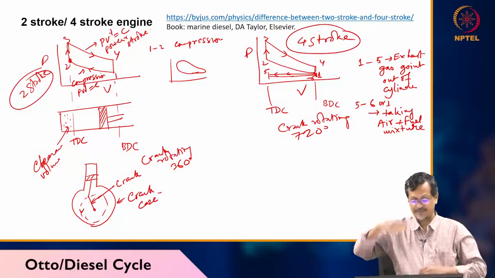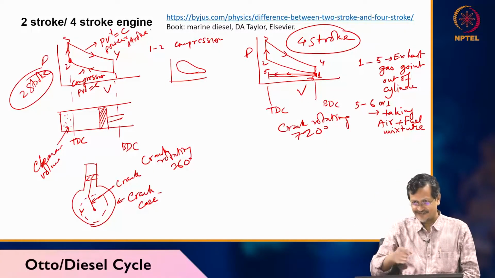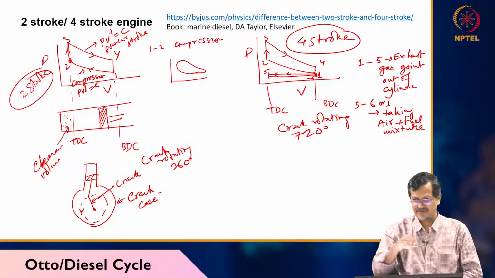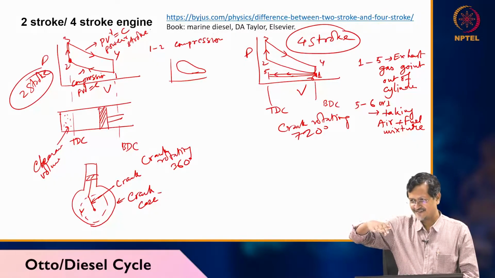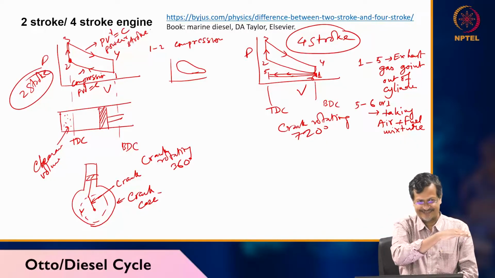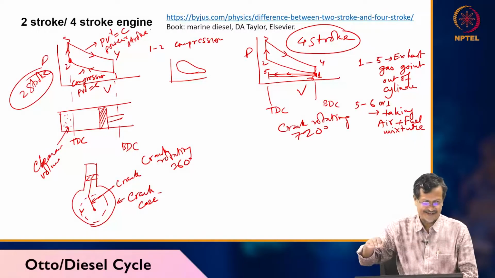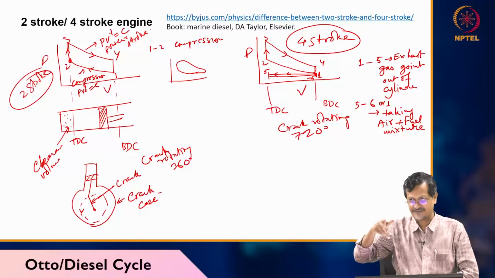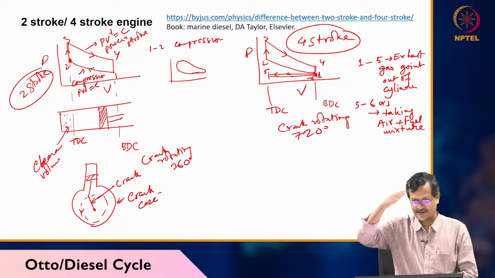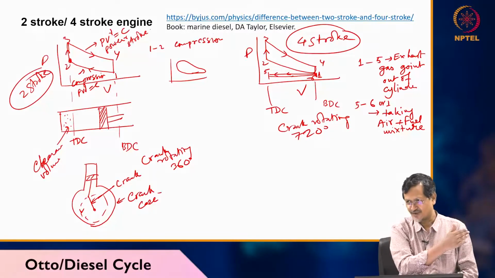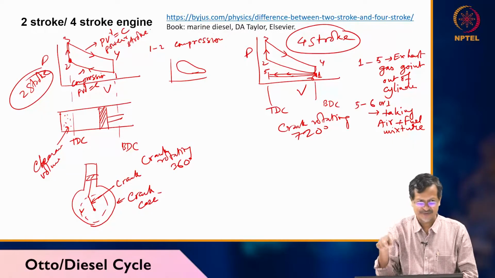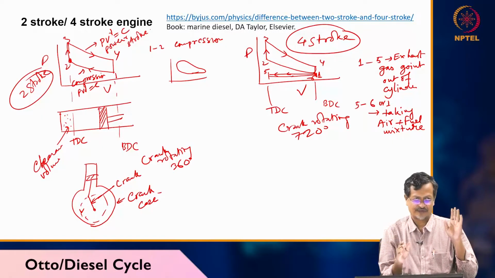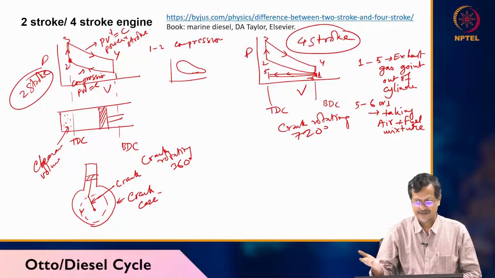You can see the piston moving up to down 180 and down to up 180 for the 2 stroke engine. For the 4 stroke engine, up to down 180 for expansion or power stroke, then exhaust 180, intake 180, compression 180, so 180 times 4, 720 degrees. So the 2 stroke takes only 360 degrees of crank rotation, but the 4 stroke takes 720 degrees. Then what is the difference?